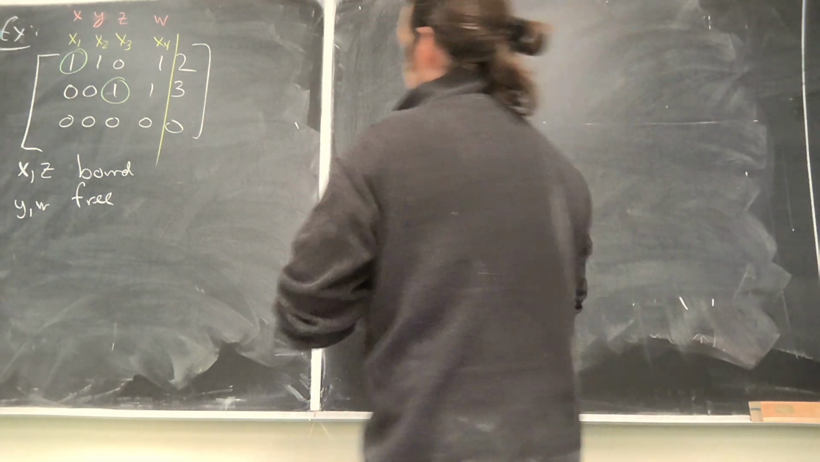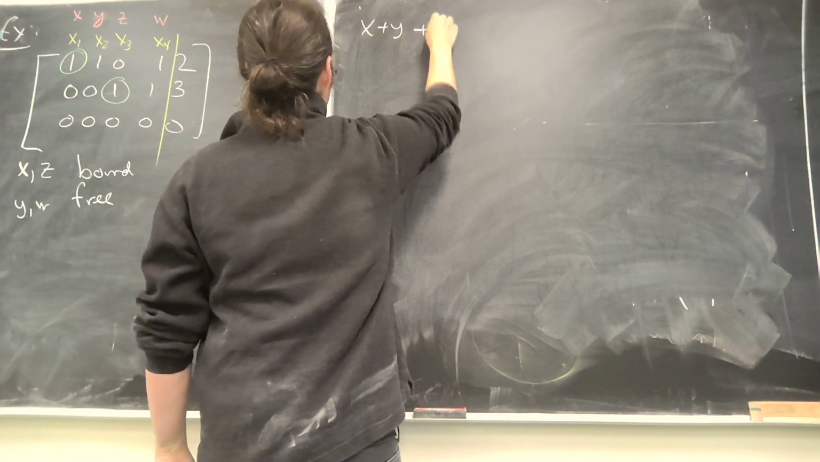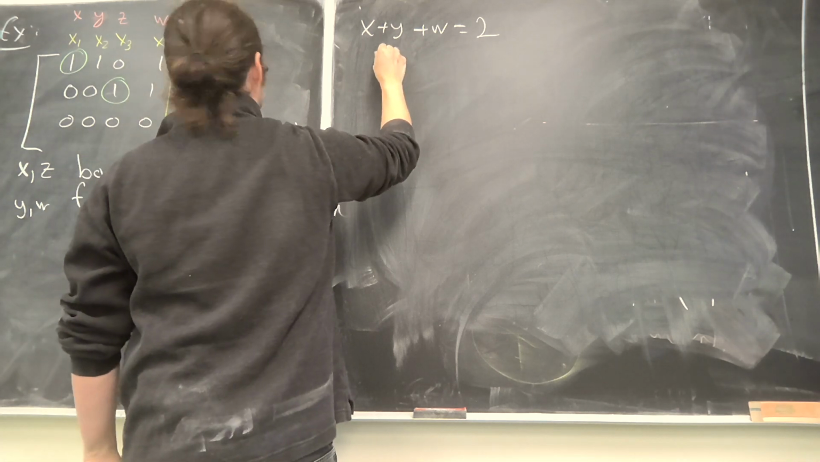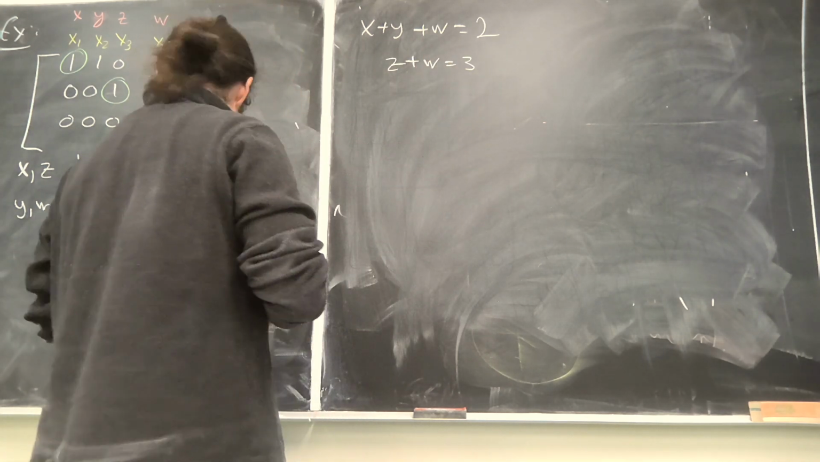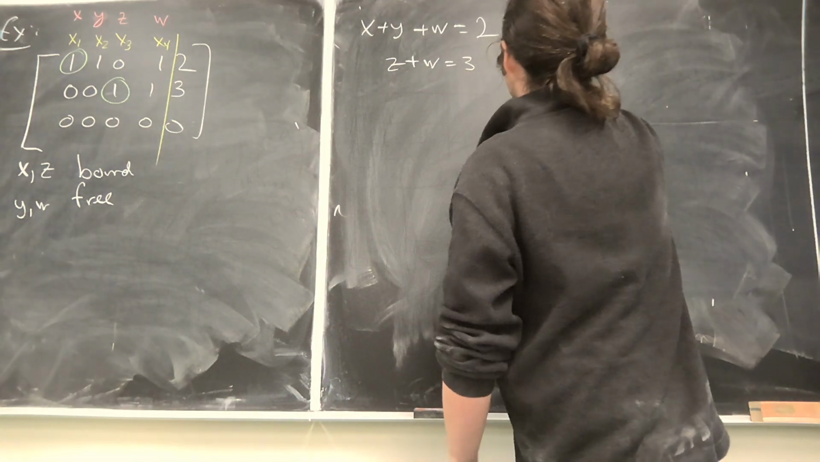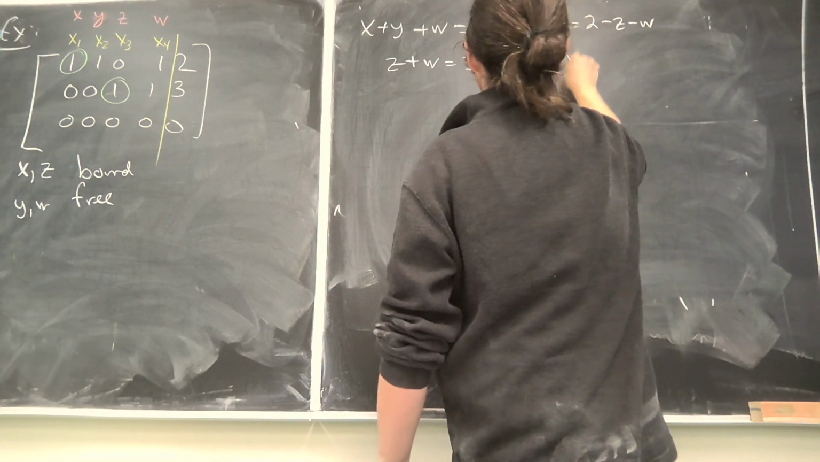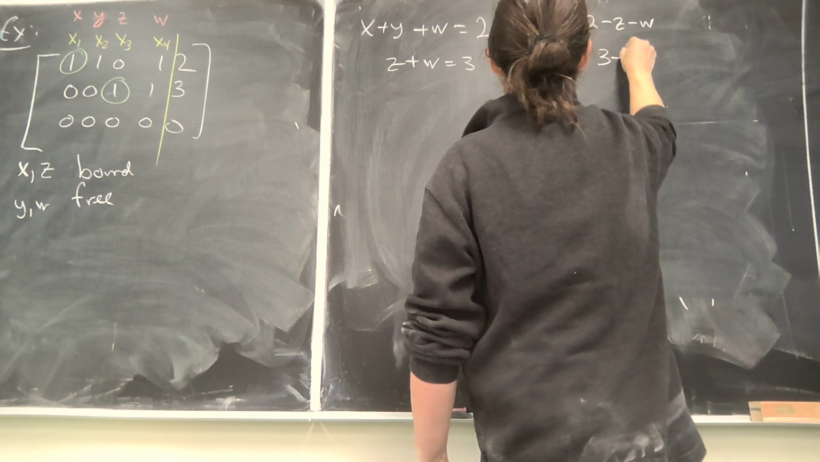If I translate these into equations, I get x plus y plus w is equal to 2, and z plus w is equal to 3. My bound variables were x and z, so I write x is equal to 2 minus y minus w, and then what's the other bound variable? Z. Z is equal to 3 minus w.